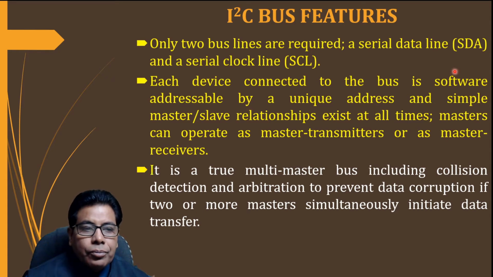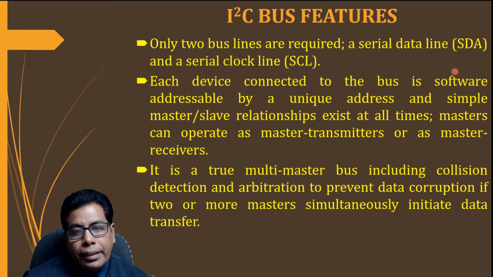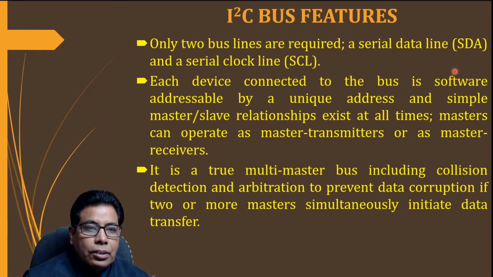Then, a true multi-master bus including collision detection and arbitration to prevent data corruption. So this provides arbitration as well as collision detection. This will be needed when two or more masters simultaneously initiate data transfer, so the bus will solve this problem also.